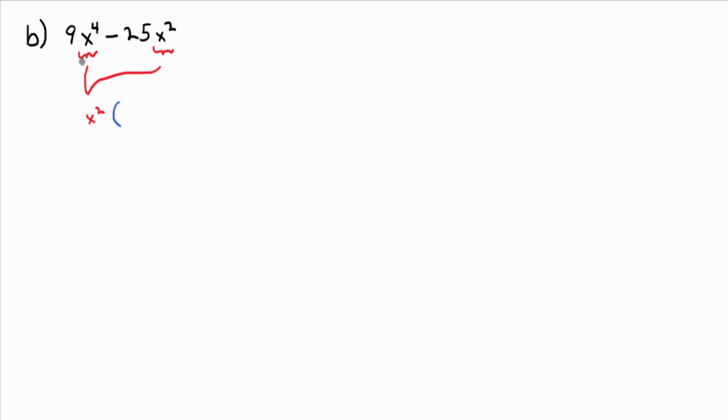And then what's left after we factor out an x squared from 9x to the fourth? Well, just two factors of x, so 9x squared. And then if we factor out an x squared from 25x squared, we'll have a minus 25 left. And then the idea is, factor it completely. If it's not factored all the way, you have to keep going. And then hopefully you recognize that this factor, 9x squared minus 25, is a difference of two perfect squares.